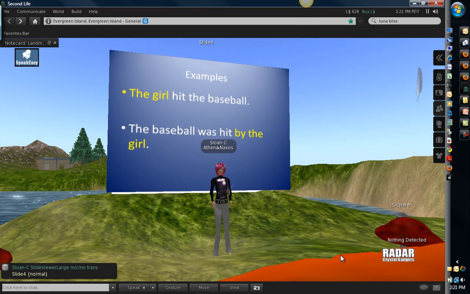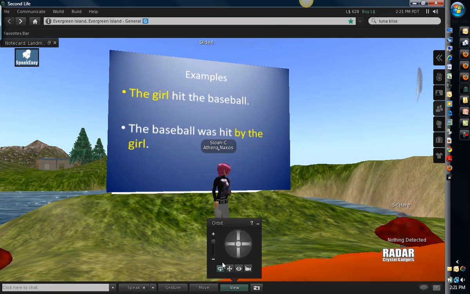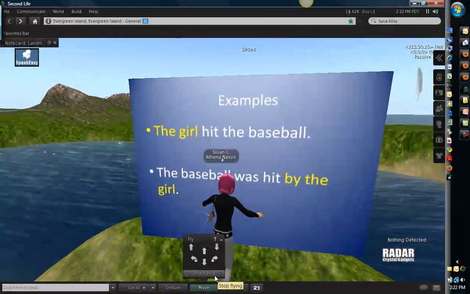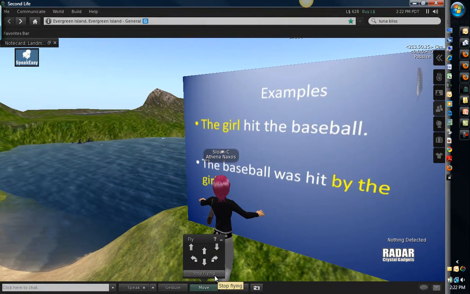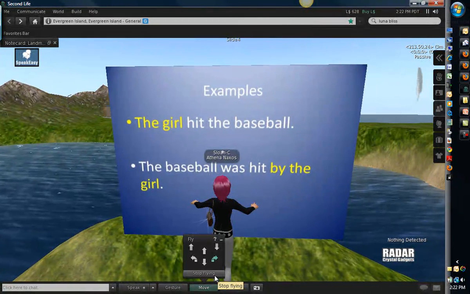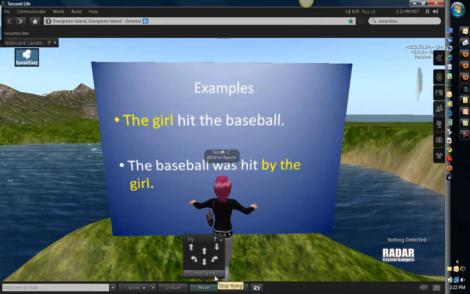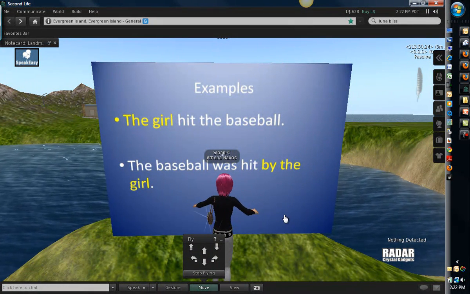So here's some examples. The girl hit the baseball. In that sentence, the girl is the subject of the sentence. Now, in the passive sentence, you can see the baseball was hit by the girl. The subject moves to the end of the sentence. So, as you can see, the girl used to be in the first position in the sentence, and in the second sentence, which is passive, it's at the end of the sentence. So it's less important than it is in the first sentence. The girl is no longer the focus of the sentence.